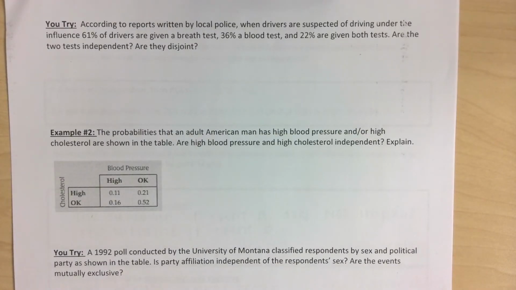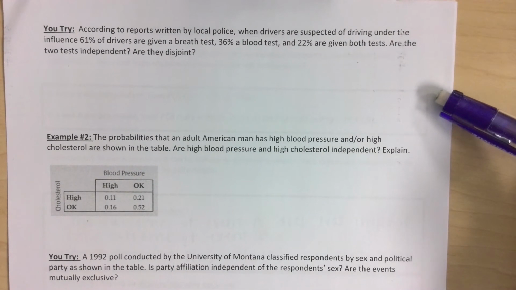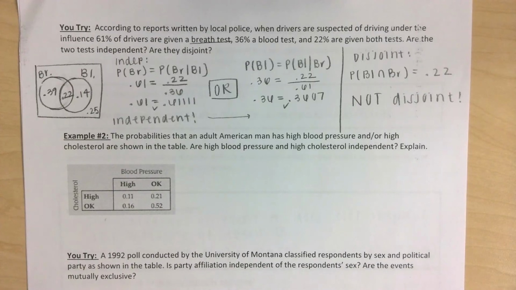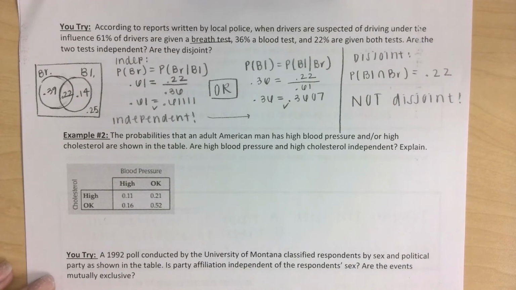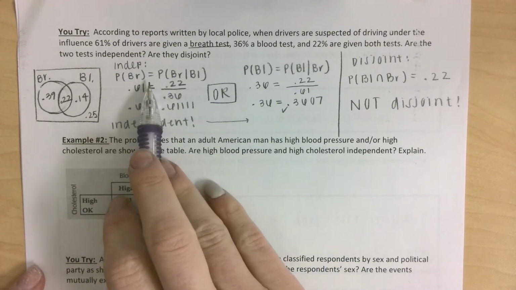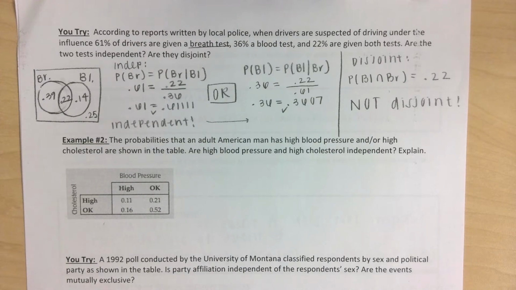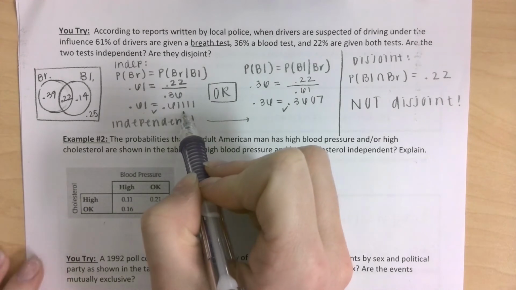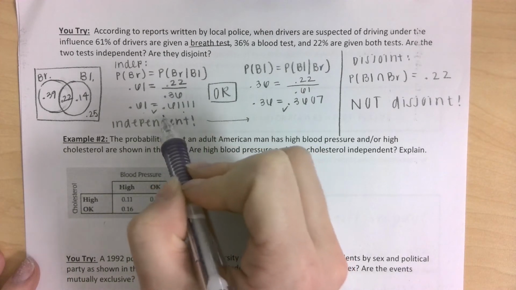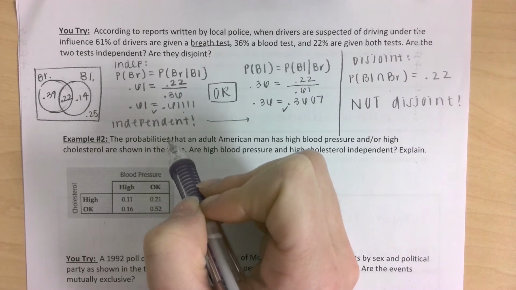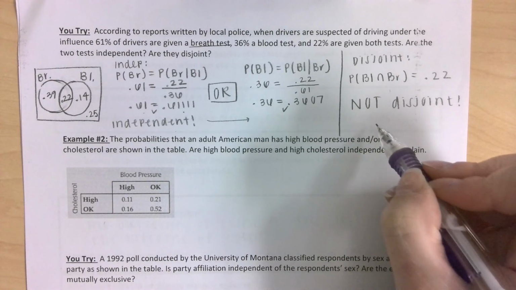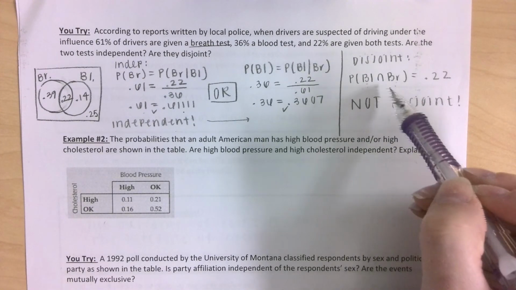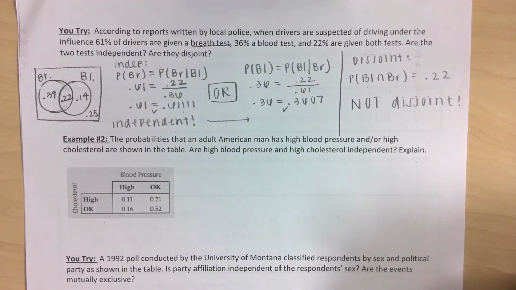Go ahead and pause your video to try this next problem on your own. Once you are done, go ahead and play your video to check over your work, comparing it to mine. Here is my work for that next example. I tried to show both ways that you could try and prove independence. Either way, when you solve them, your two probabilities, although they're not exactly the same, are very, very close. It's close enough to say that they are independent. Again, these two things should not be disjoint. They're not disjoint, not mutually exclusive, because the probability of both having a blood test and a breath test was greater than 0.